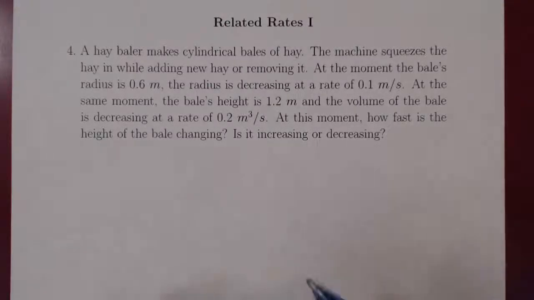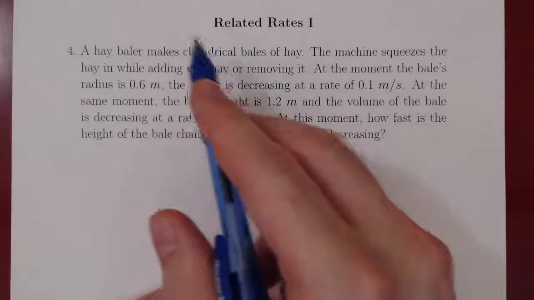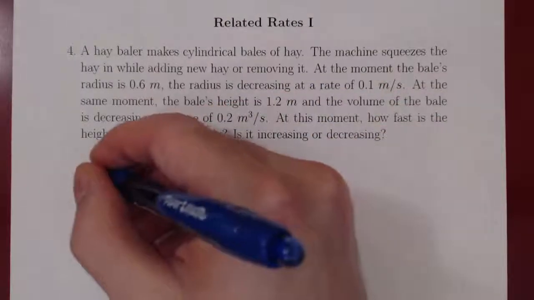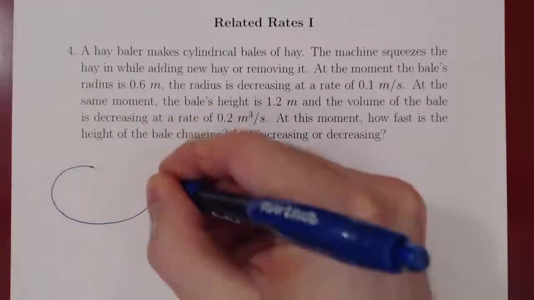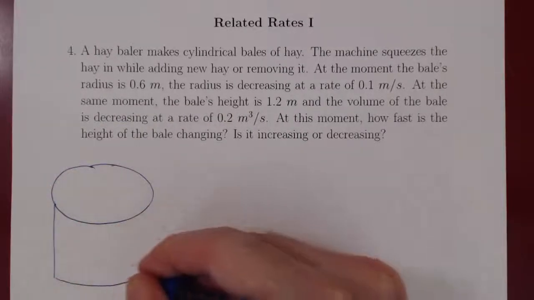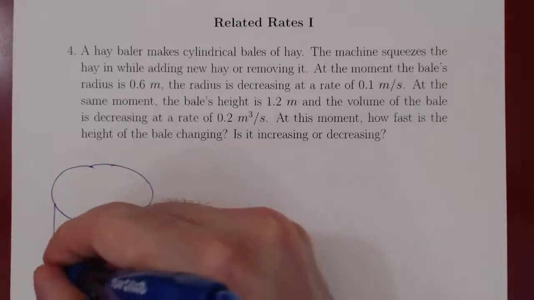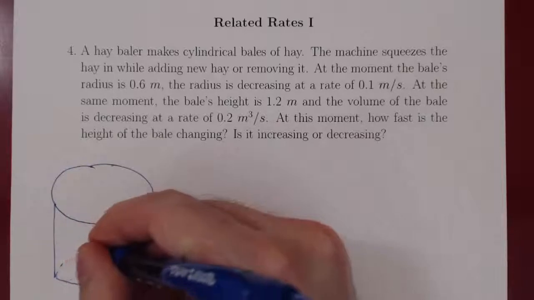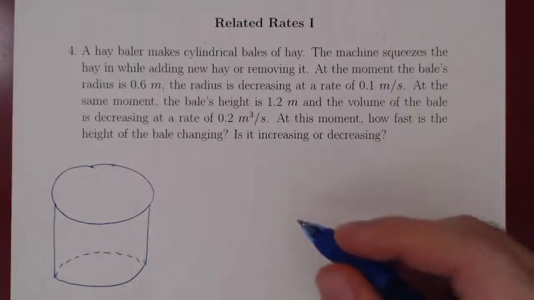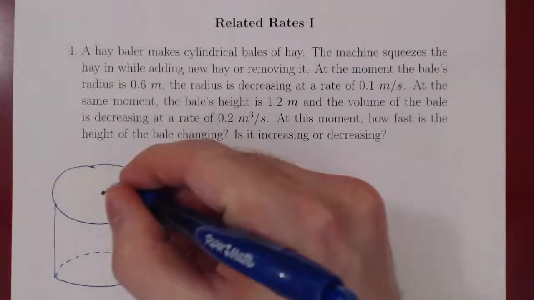As always, first step, let's draw a picture. What are we talking about here? We're talking about making a cylindrical bale of hay. So draw a cylinder. So we have a cylindrical bale of hay, and we're told that the radius is changing, the height is also changing. So we have our two key variables.